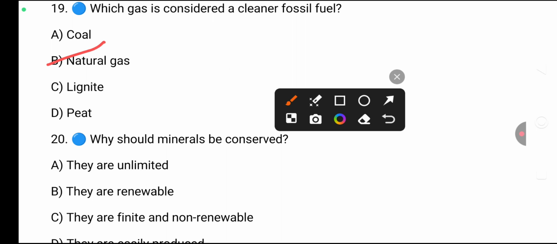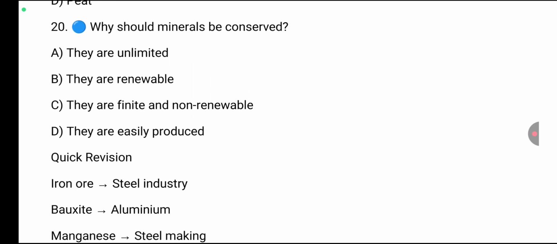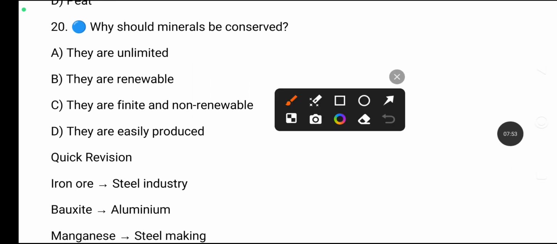Now moving on to question number 20. Why should minerals be conserved? They are unlimited, they are renewable, they are finite and non-renewable, they are easily produced. Answer will be C, that is they are finite and non-renewable.